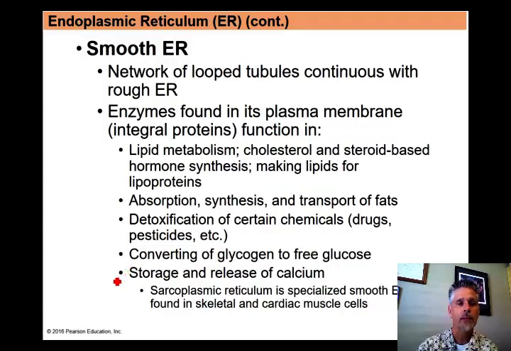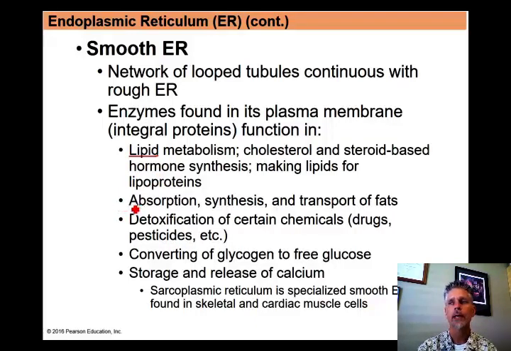Now the smooth endoplasmic reticulum, like we said, does not have attached ribosomes, and its job is quite a bit different. Rather than proteins, we see it associated with lipids, fat, so lipid metabolism. Some hormones are made of proteins, and some hormones are made from a basis of cholesterol. It starts with cholesterol, and then we attach functional groups to it, and it becomes steroid hormones like testosterone and estrogen, etc. That comes from the smooth endoplasmic reticulum.